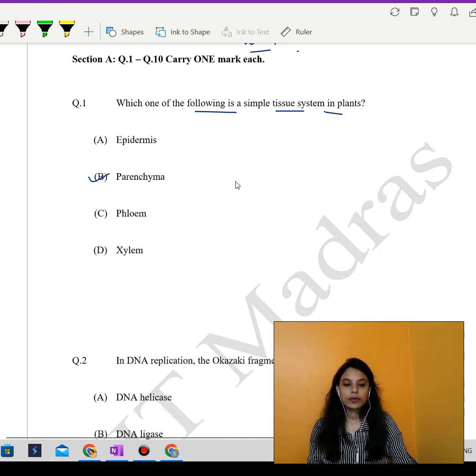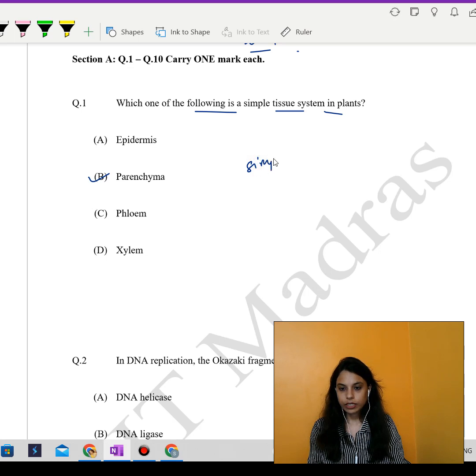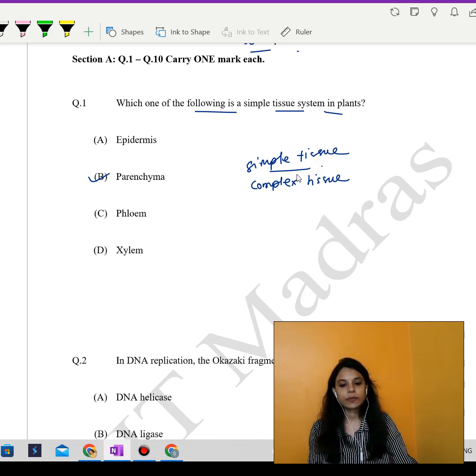In plant biology, what happens? Tissue systems are broadly categorized into two types. First is the simple tissue system, and second is the complex tissue system. In the simple tissue system, it consists of one type of cell which is performing a specific function. In the complex tissue system, it is composed of multiple types of cells working together for diverse functions.